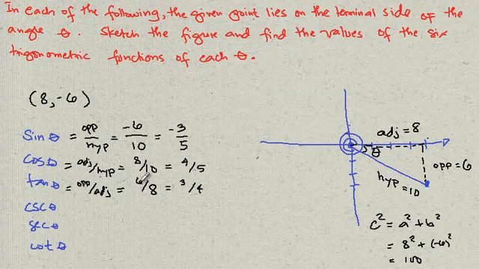Dividing both by 2, cosecant is the reciprocal of sine, so it will be negative 5 over 3. Secant is the reciprocal of cosine, so that will be 5/4. And cotangent is the reciprocal of the tangent, 3/4, so that will be 4 over.